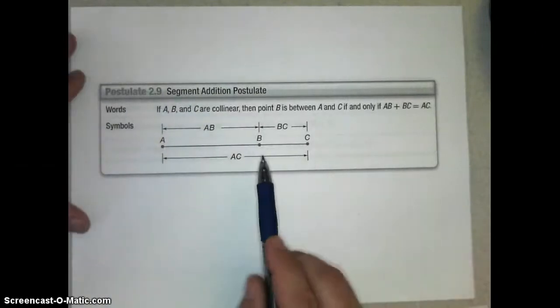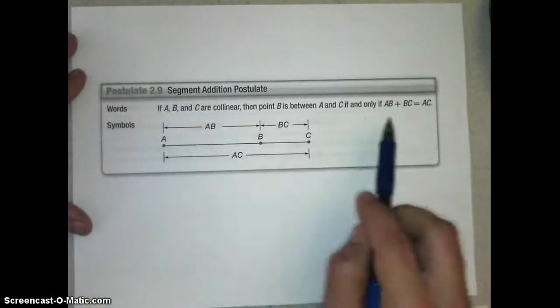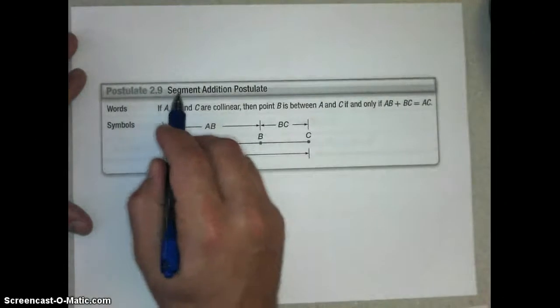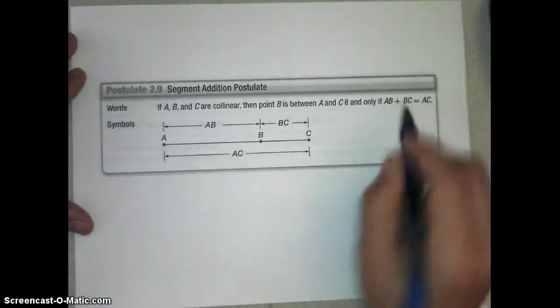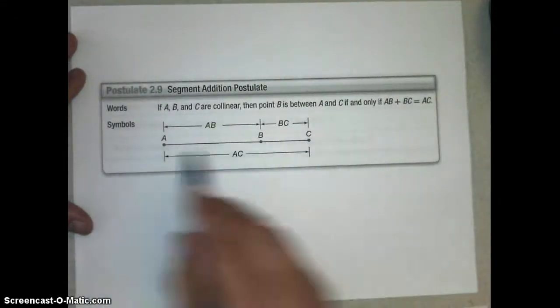You talked about the betweenness of points back in chapter 1. It gives you the same relationship, and in proofs we call that the segment addition postulate. All right, and that just says AB plus BC equals AC.